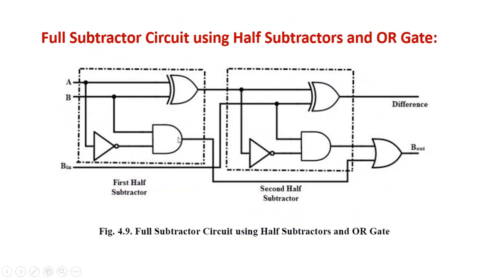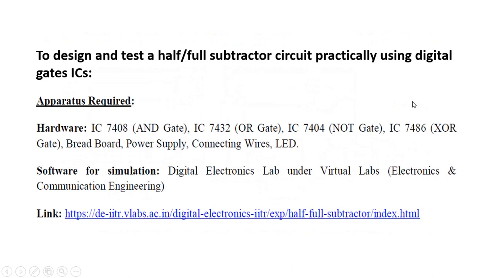Now we have already seen that we can form the full subtractor circuit using two half subtractors and an OR gate. So this is subtractor 1, subtractor 2, and we are getting the borrow by using an OR gate, and the difference we are getting from here. Now to perform this experiment in hardware you will require an AND gate IC, OR gate IC, NOT gate IC, XOR gate IC, and a breadboard, power supply, connecting wires, and LEDs to show the status of the output. For simulation, you can go to the Digital Electronics Lab under Virtual Labs.